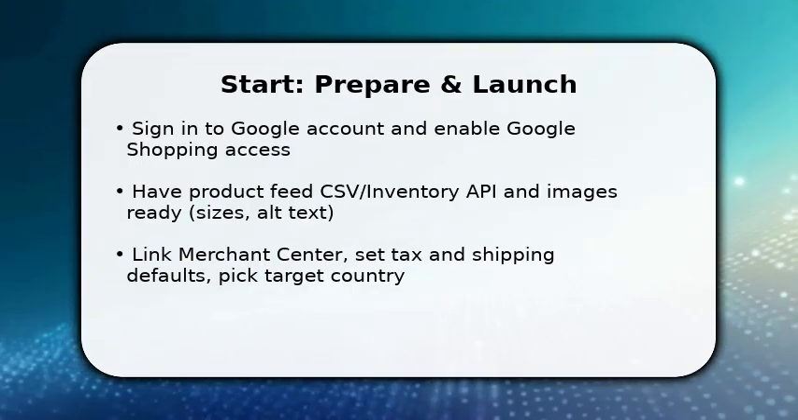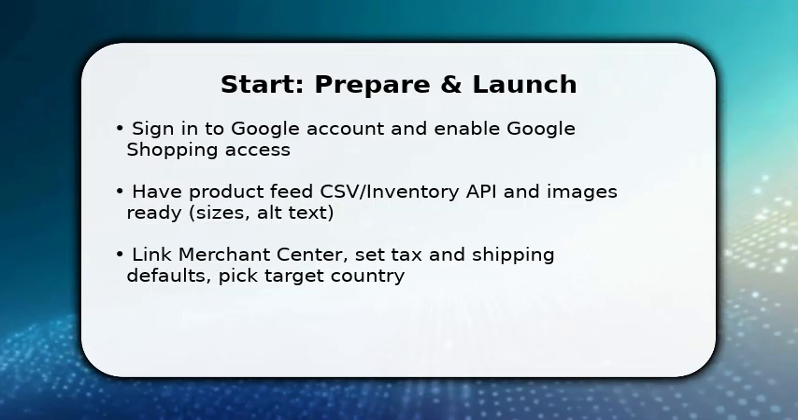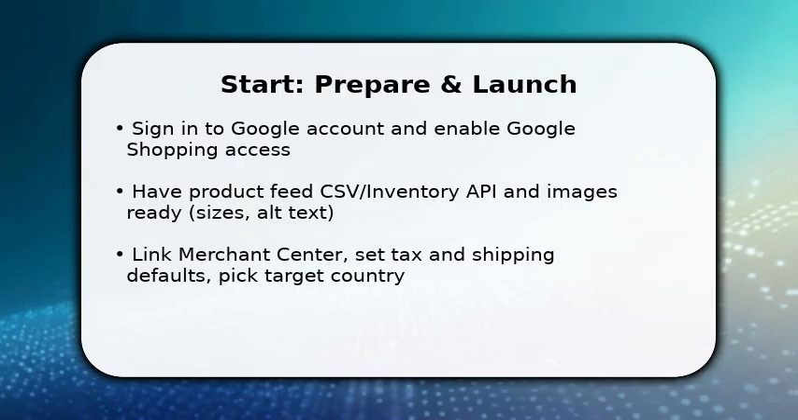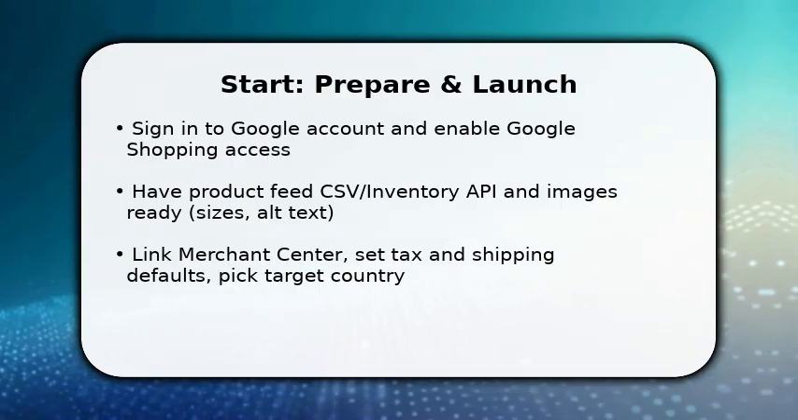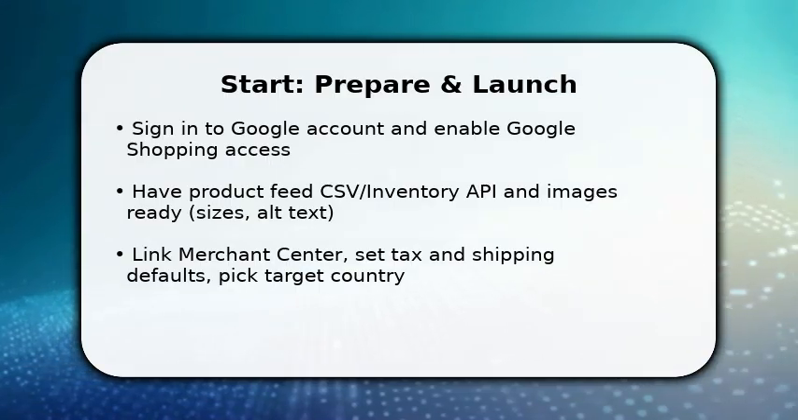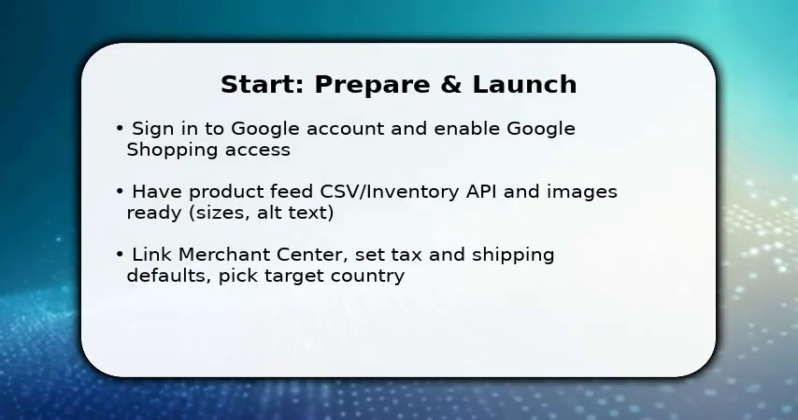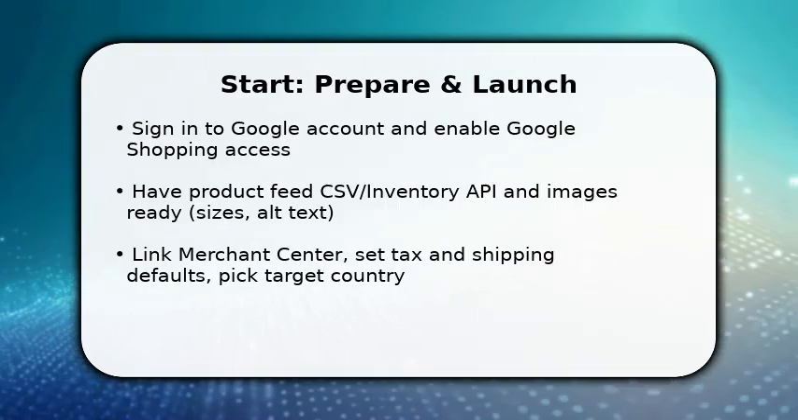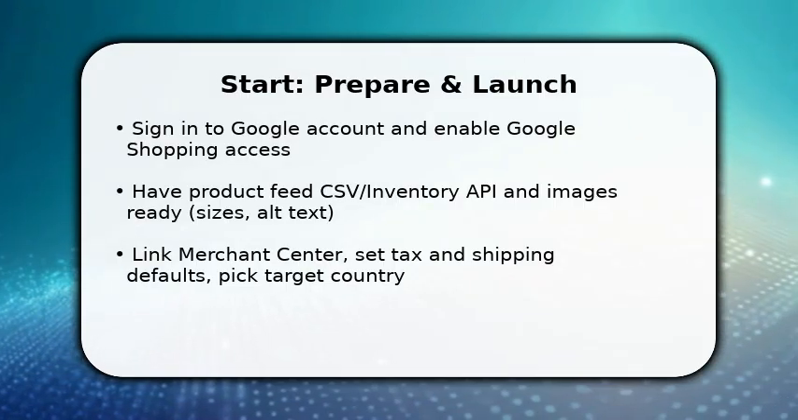You begin by confirming prerequisites and taking the first actionable steps. Sign into your Google account and open Merchant Center. Once done, upload a fresh product feed CSV or connect your inventory API so your SKUs appear. Make sure images meet size and content rules and add alt text for clarity.